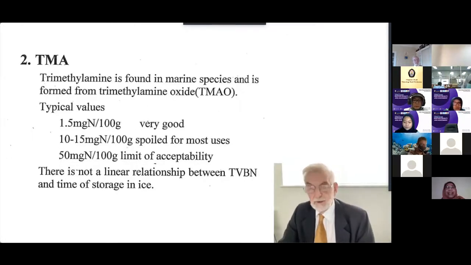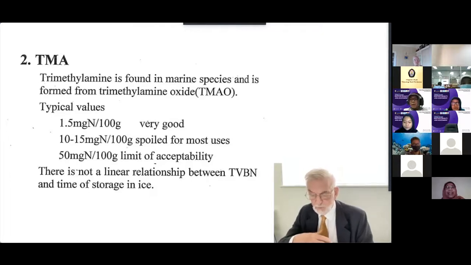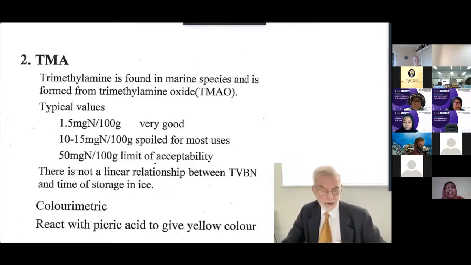The next one I want to talk about is trimethylamine, or TMA. Now this is limited, it is only found in marine species and is formed from trimethylamine oxide. This is normally assessed using a colorimetric reaction. You can react with picric acid to give a yellow colour.